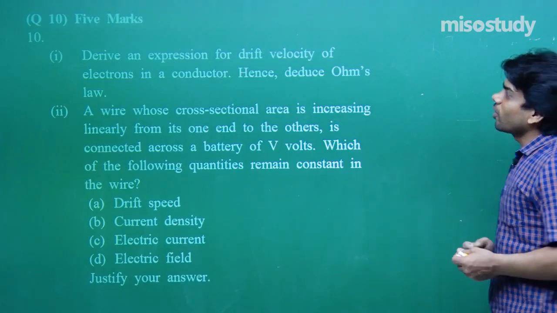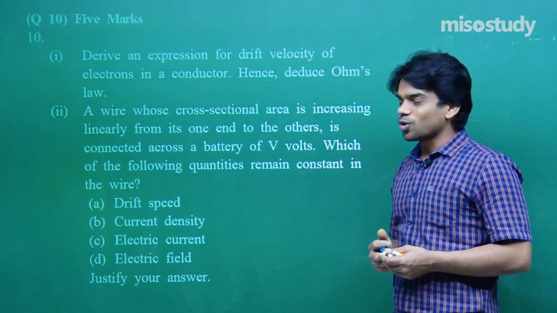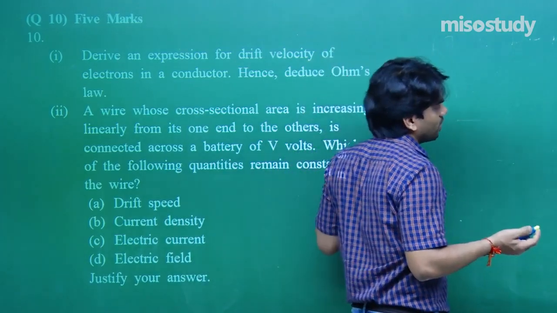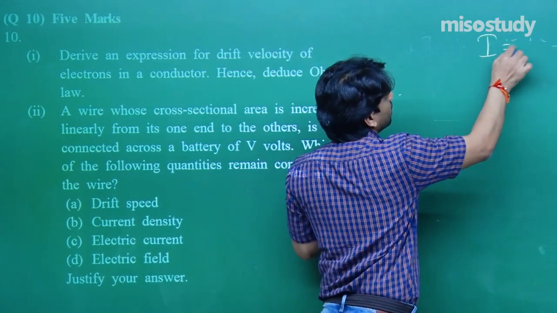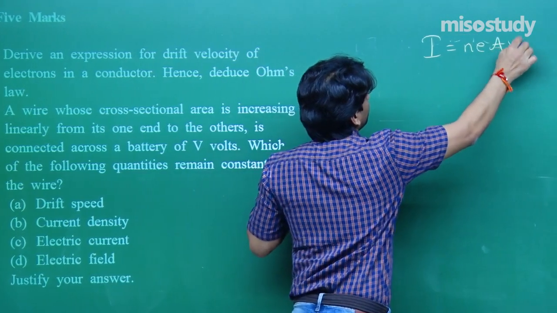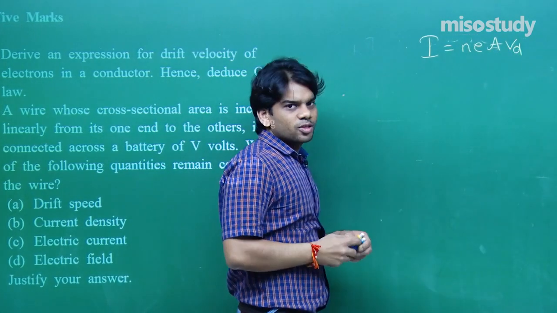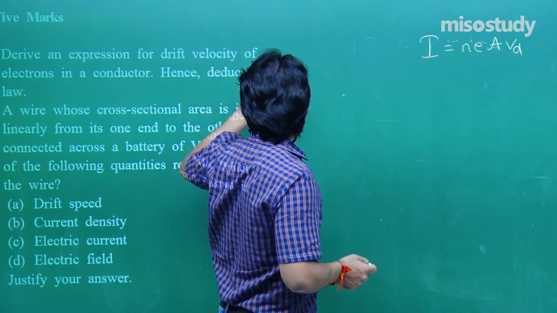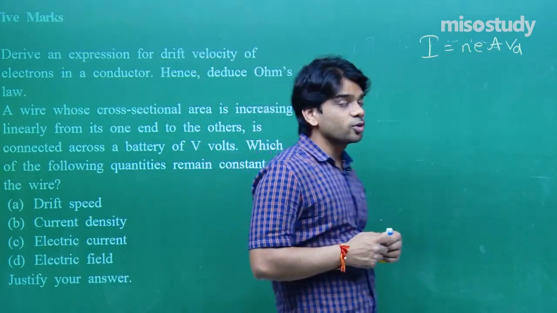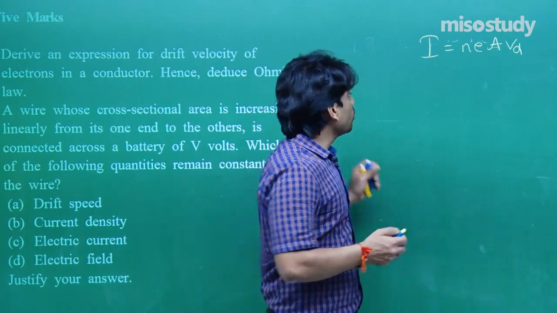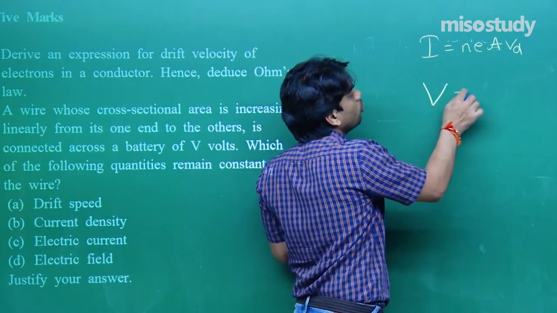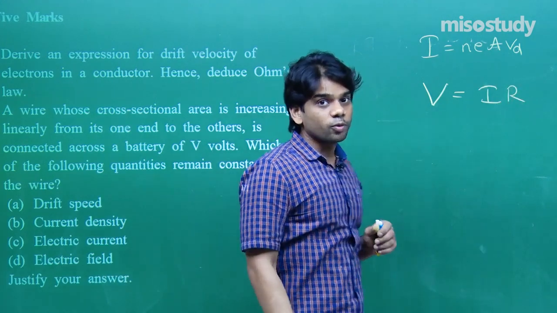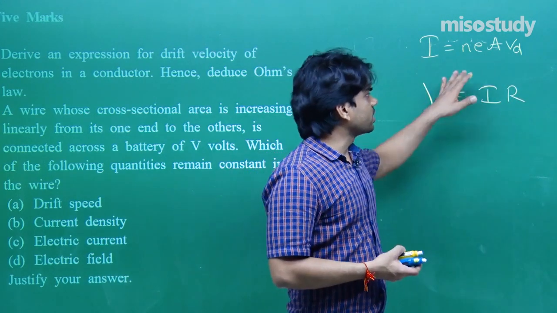Derive an expression for drift velocity of electrons in a conductor, hence deduce Ohm's law. Now, we have already done this in our regular class, that we can reach the result I equals to n e A v_d. That is what we can actually use, but let us try to derive it. We all know that for Ohm's law we have to prove V equals to I into R. That is what we have to prove, and already we have done this.